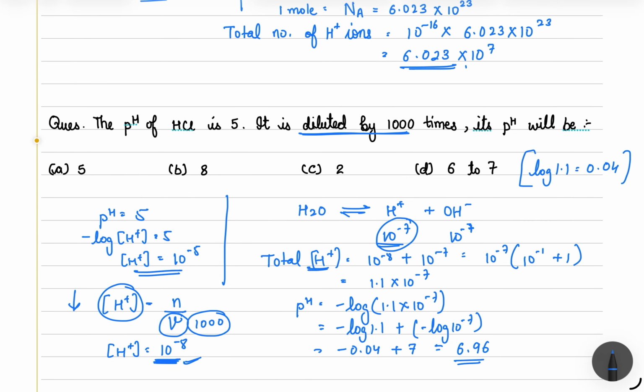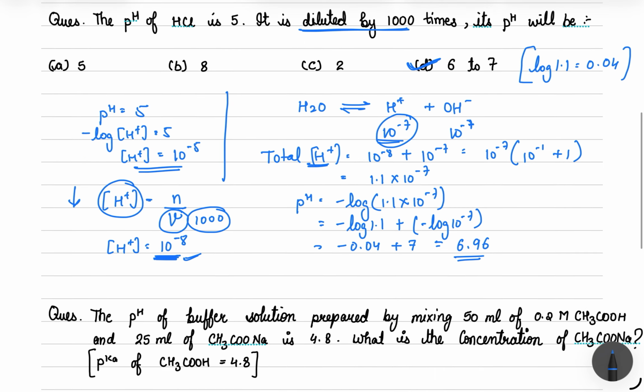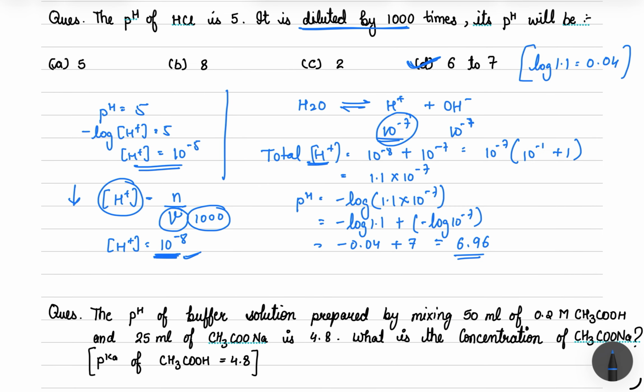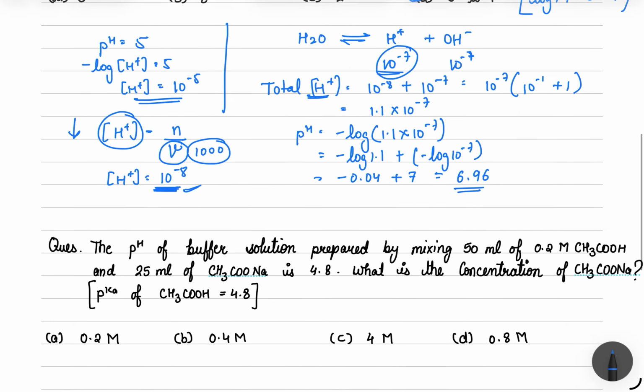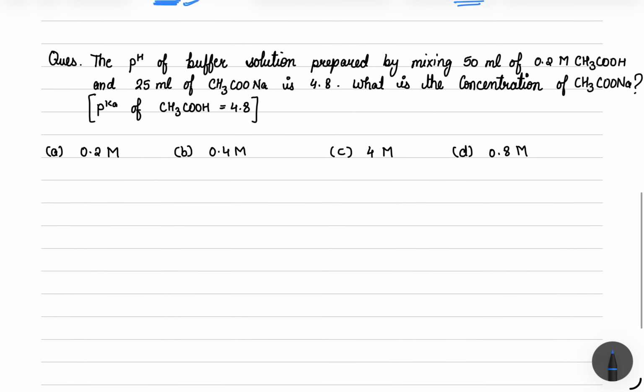Okay, so which option will come? Option D will come. Okay, so pH value is in between 6 to 7. I hope you have understood this question. Okay, now we will move to our next question.